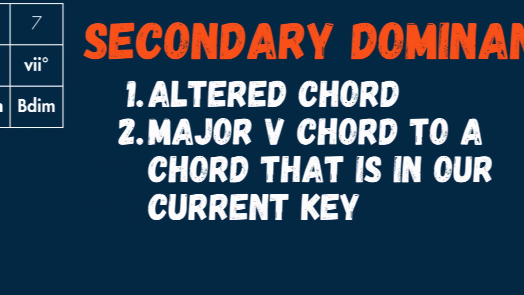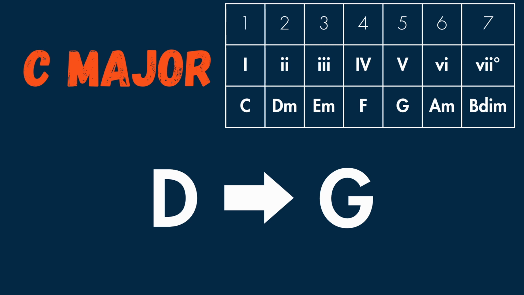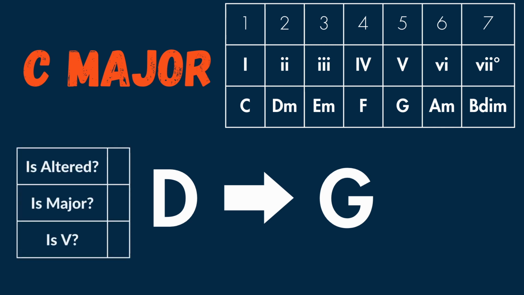So if we have a song in C major that then has a D major chord rather than the naturally occurring D minor chord, and then that D major chord resolves to a G major chord, that D major would be a secondary dominant. A part of the reason it's a secondary dominant is because a D major chord, which includes an F sharp, doesn't naturally occur in C major, so it is an altered chord.